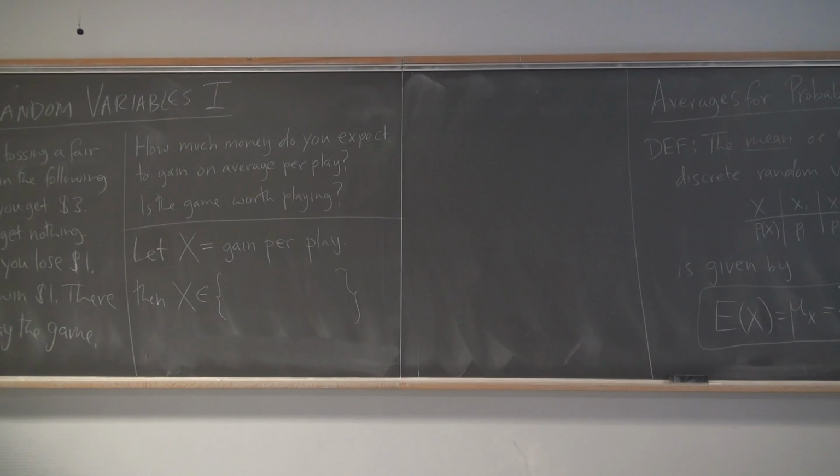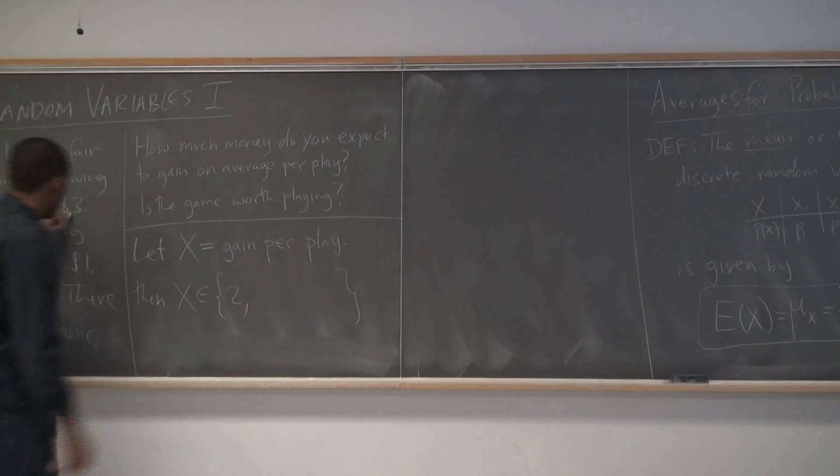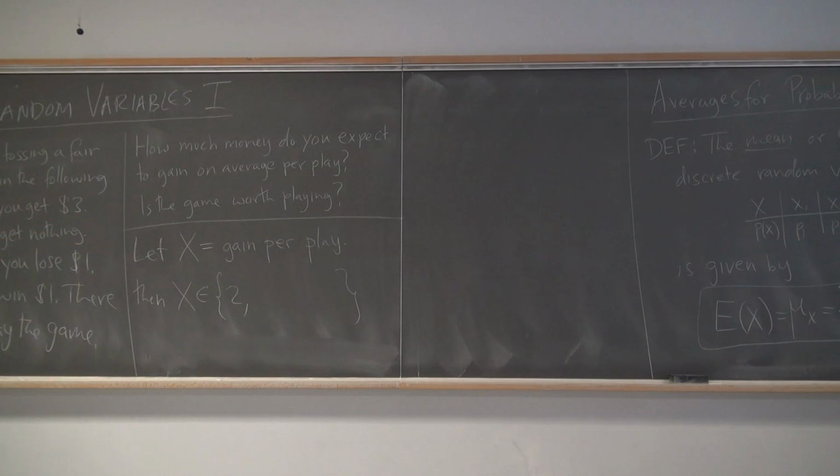X is measuring how much money I earn, it's gain. Remember, I pay $1 to even start playing, right? One possibility is that I win $3, so in that case, my gain would be 2. The other possibility is I get nothing, which means I lose $1. So that's -1.